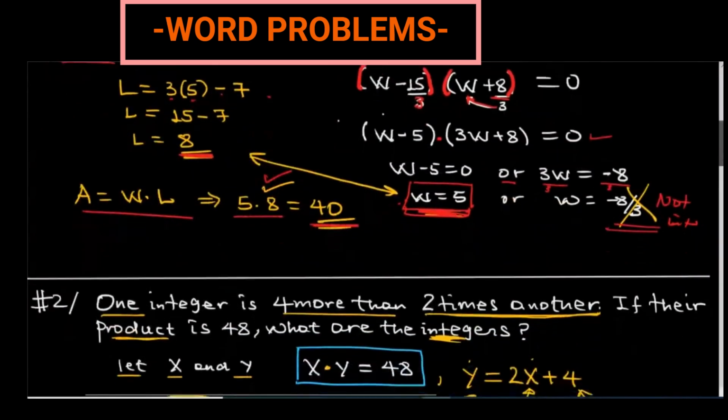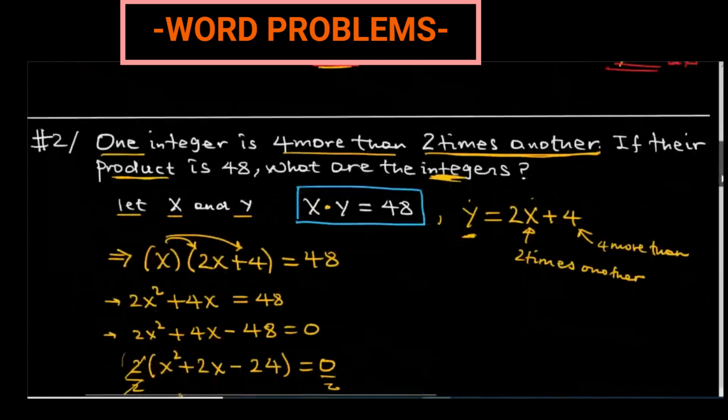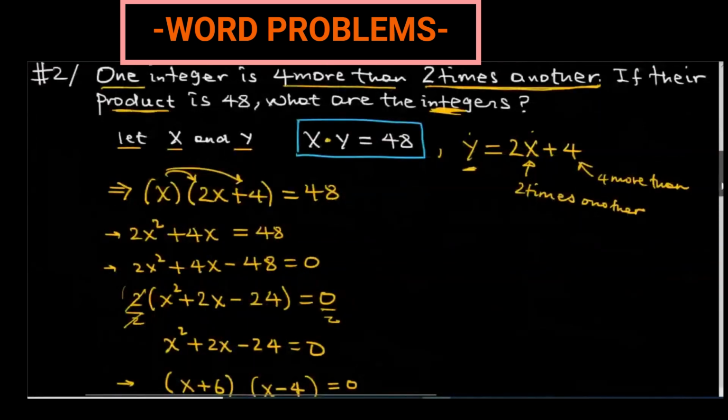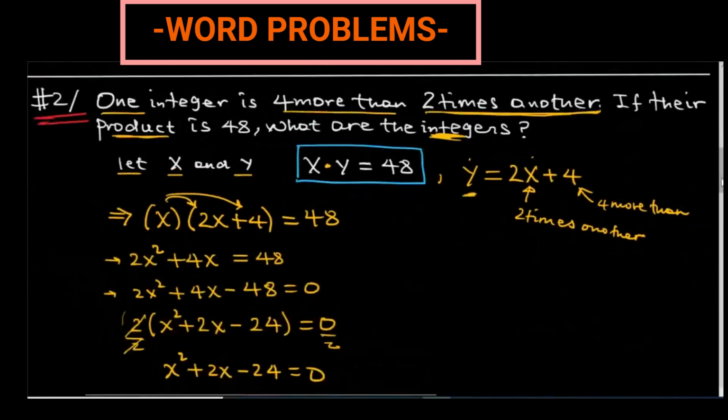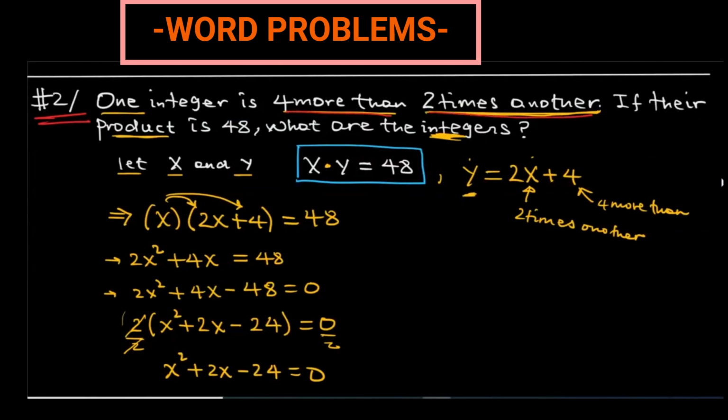The next one is number 2. Read it carefully again. One integer is 4 more than 2 times another. This is very key. There are two integers, and one of them is 4 more than twice the other. If their product is 48, what are the integers is the question.